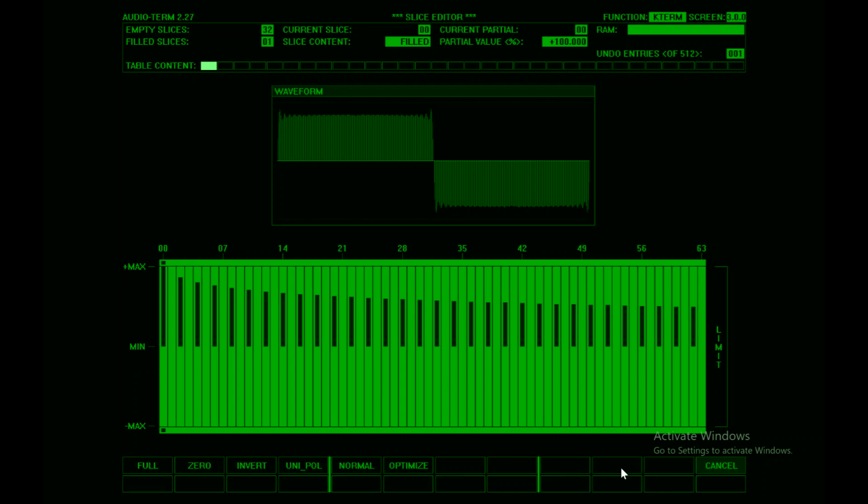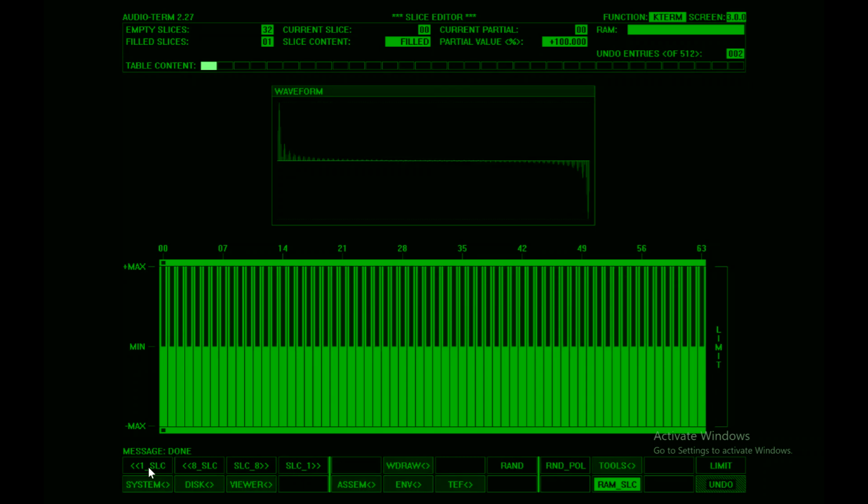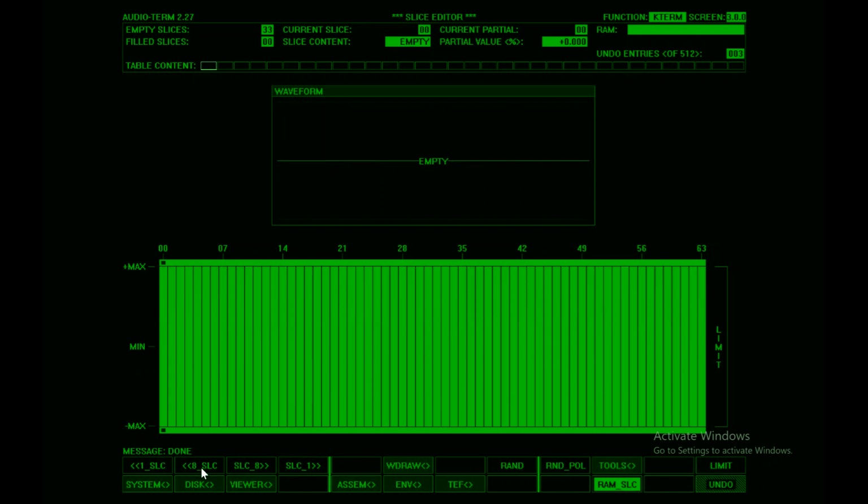Let's go into Tools. Full. They're all as high as they can get. Now I lost my menu there, didn't I? So we have to go reselect it. Zero. Wipes everything out to nothing.